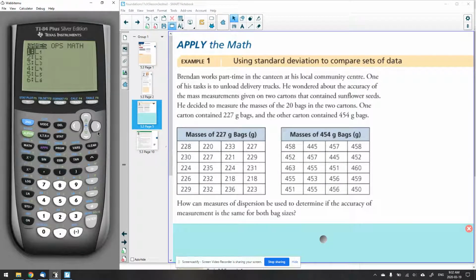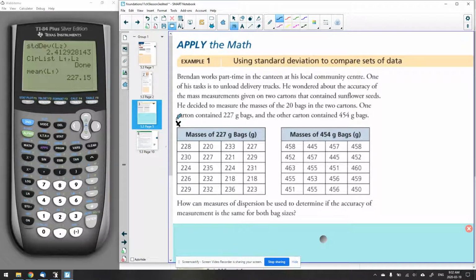So second stat, we go over to math, we go down to mean, we press second 1 to get list 1, and we get a mean, our X bar, of 227.15. Considering that the bags are labeled for 227 grams, you would hope that that mean would be really, really close to it, and it is in this case.